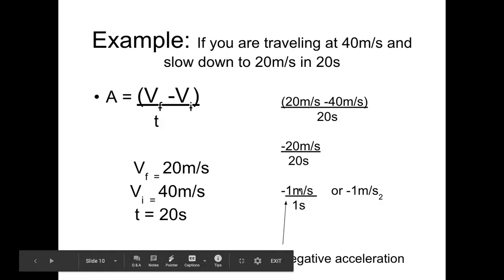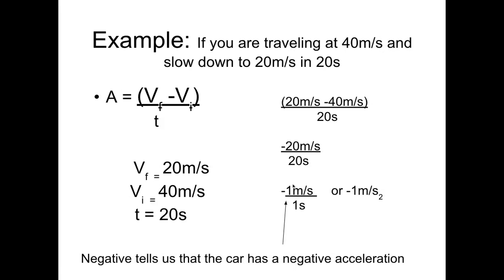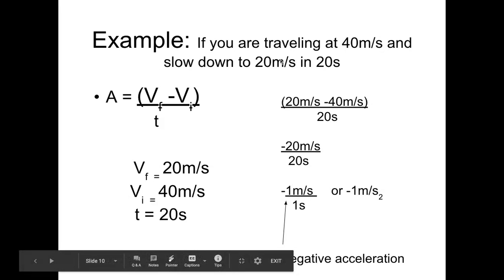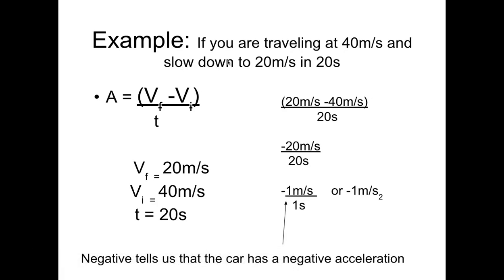Now, what does the negative tell us? It tells us it's a negative acceleration. Why is it negative? Well, because it's slowing down.